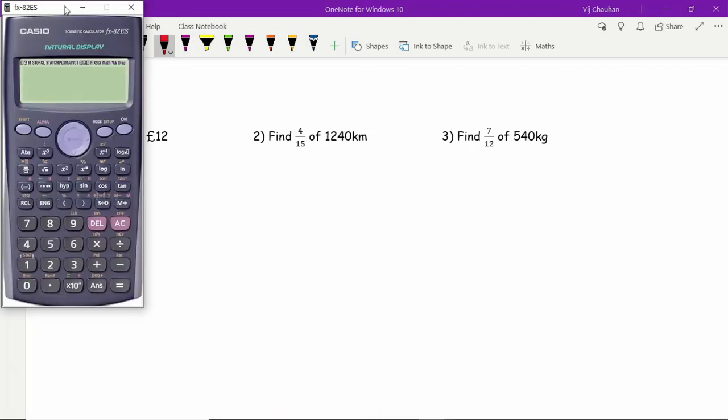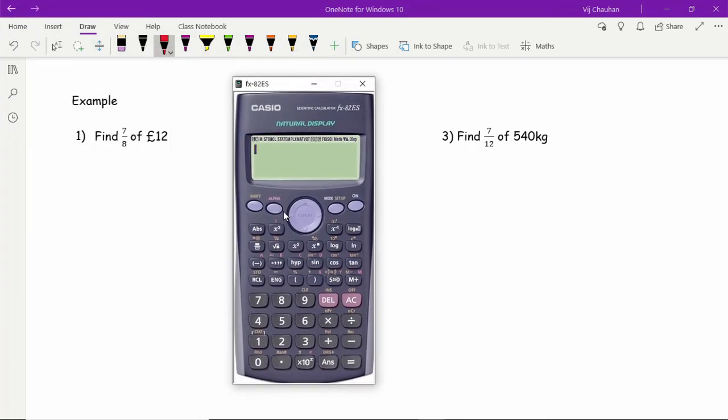Now here I've got my Casio calculator. I'm going to work with question 1. So the first thing I'm going to do is press the fraction button, and I'm going to enter the fraction. So I've got 7, 8. Now this is the most important thing: you've got to scroll across. Now in maths, when you're working out the amount, 'of' means times, and then I'm going to enter the amount, so 12. Now if I press equals, I get an answer of 10.5.